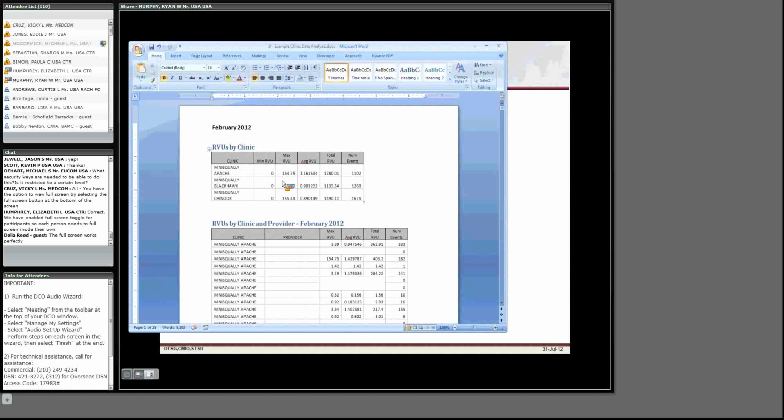And we've actually used it at 3 other MTFs other than Madigan, and it's worked fine. They were able to get to this same data.